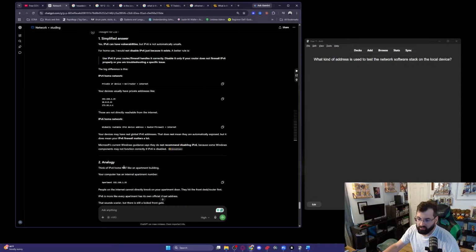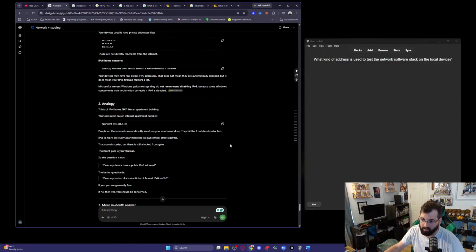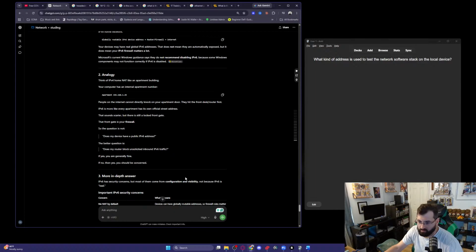It's suggesting that NAT is a safety feature, not necessarily that it was designed for a safety feature, but it kind of is like a safety feature because it all goes through the gateway. And I'm pointing back there because that's where my rack is. Does my router block unsolicited inbound IPv6 traffic? Interesting. I would hope so.